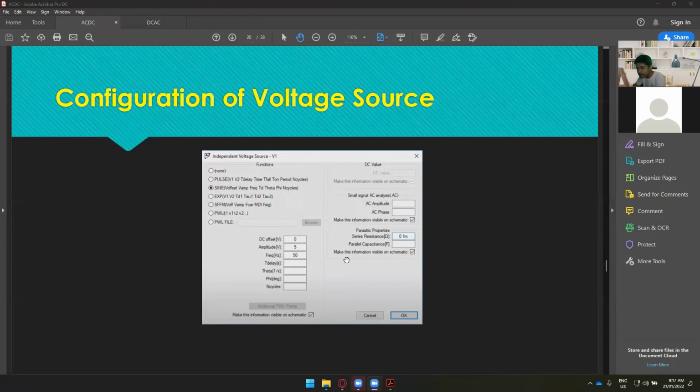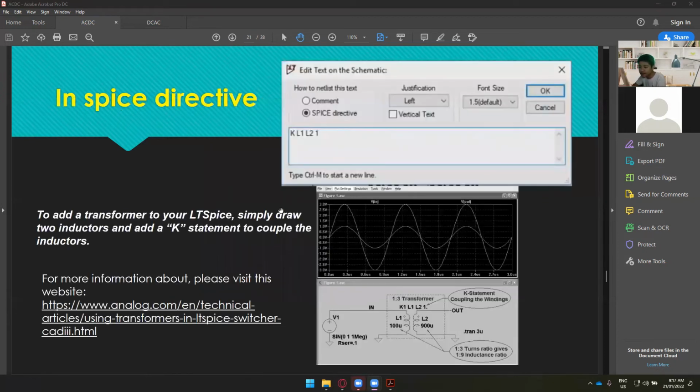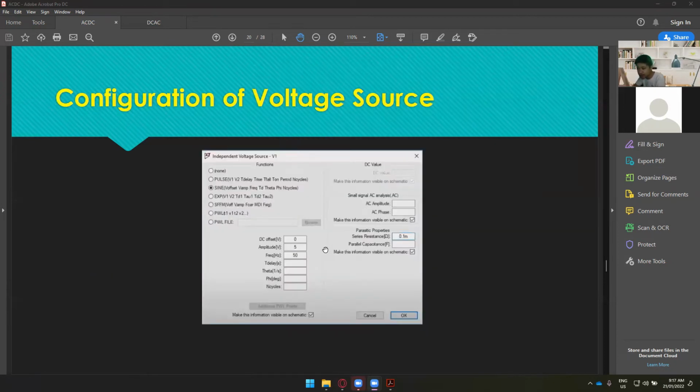And I'm not sure if I changed this one to 0.1 m, so we have a series resistance of 0.1 m, 0.1 megaohm or milliohm. I'm not really sure with this one anymore, but just change it into 0.1 M. I think this is milliohm, not megaohm. Anyway, that's it for the AC input.